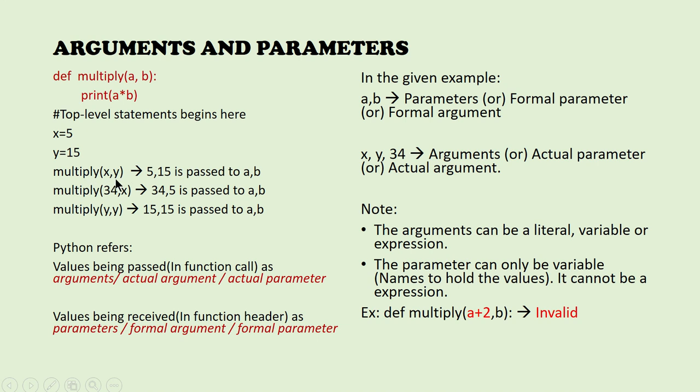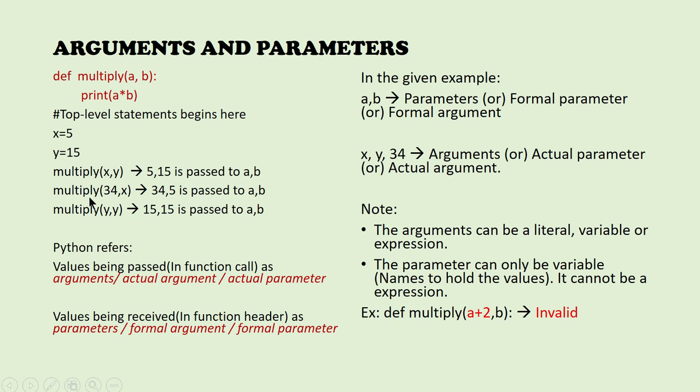So when you write this, what is the value of x? 5. What is the value of y? 15. So 5 comma 15, the values are passed to a and b. That is, the value of the first parameter, what is the first parameter? x. The value of x is given to a. The value of y, that is 15, is given to b. So 5 comma 15 is passed to a comma b.